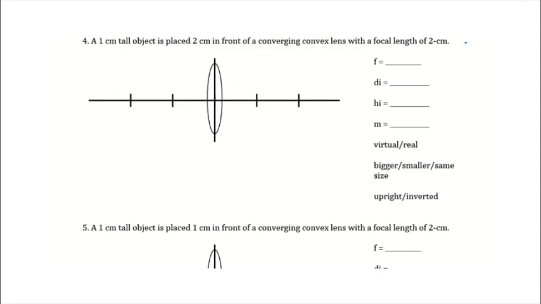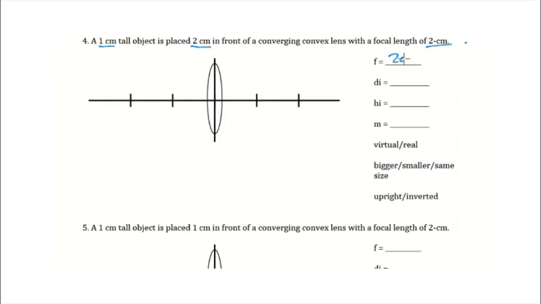We're going to look at ray diagrams for converging lenses. We have two problems here that we're going to be taking a look at. You can see we have our scale drawing of a convex lens, as well as all the classification types on the right-hand side. So a 1 centimeter tall object is placed 2 centimeters in front of a converging convex lens with a focal length of 2 centimeters.